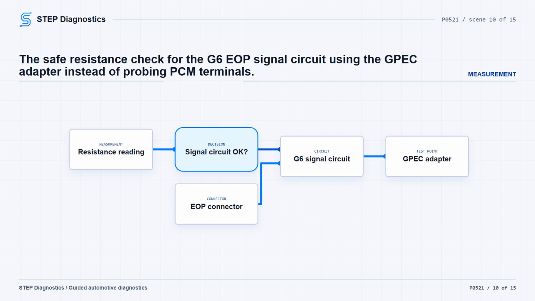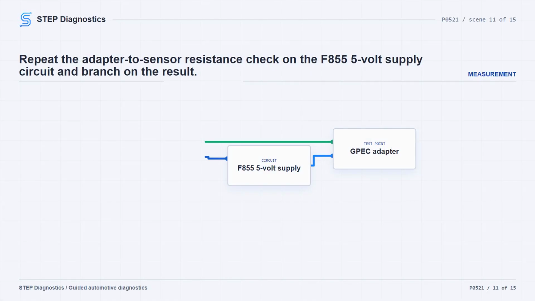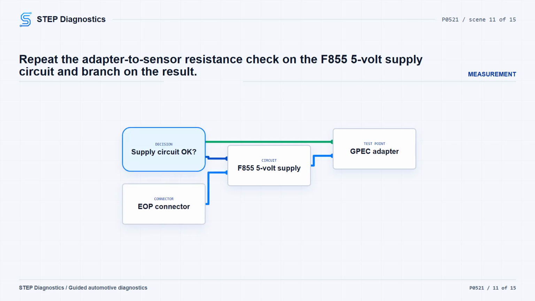If it is below 3.0 ohms, continue to the 5-volt supply circuit. If it is not below 3.0 ohms, repair the G6 EOP signal circuit for an open or high resistance, then verify the repair. Next, measure resistance in the F855 5-volt supply circuit from the EOP sensor harness connector to the GPEC adapter. The specification is below 3.0 ohms. If the circuit is below 3.0 ohms, move to the sensor ground circuit. If it is not below 3.0 ohms, repair the F855 5-volt supply circuit for an open or high resistance, then verify the repair.